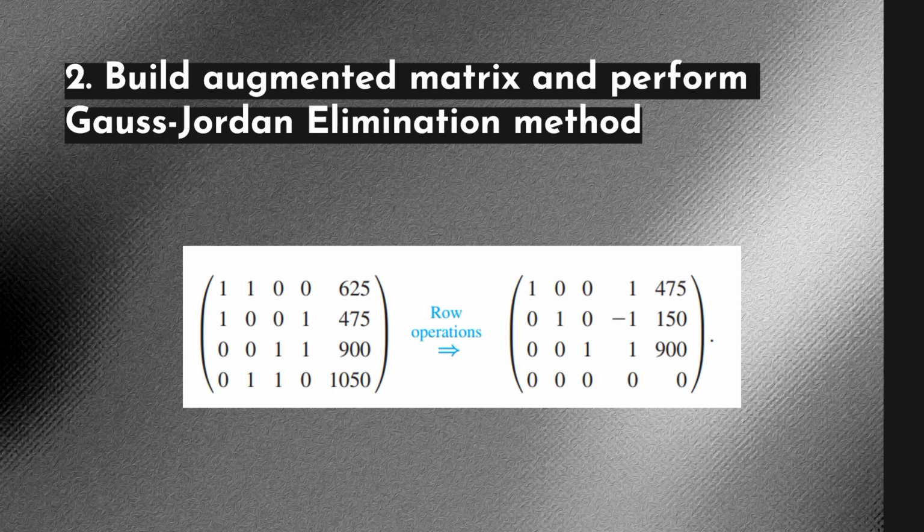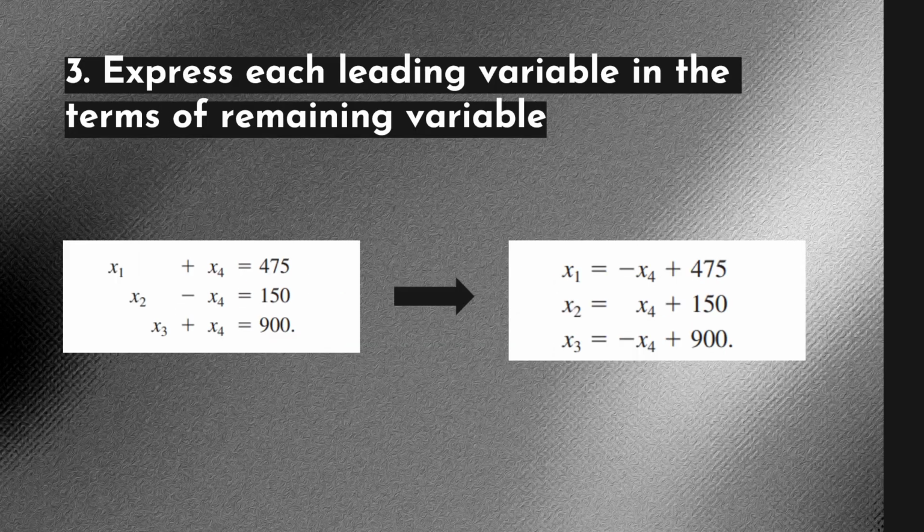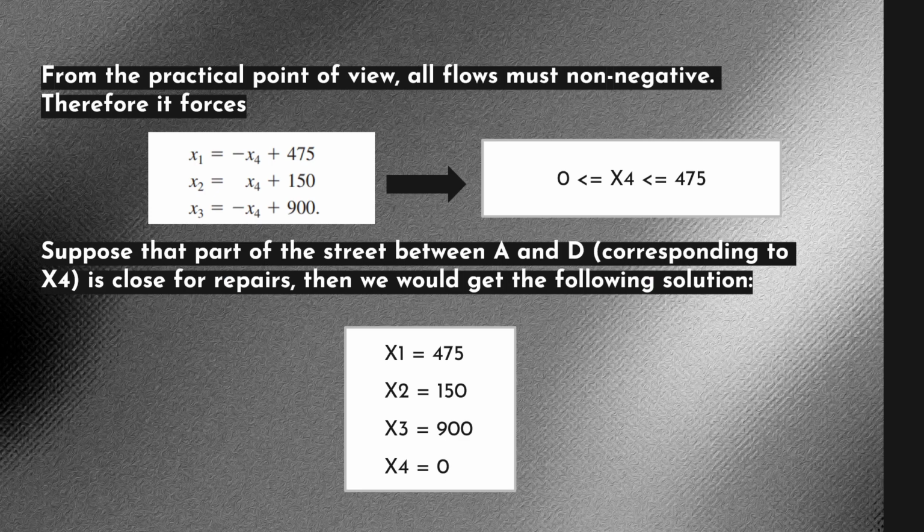The next step in solving this problem is using the method of Gauss-Jordan elimination to solve this system of equations. The augmented matrix and reduced row echelon form of the system is as follows. After that, we need to express each leading variable in terms of the remaining variables. As expected, the system of equations has many solutions, as many traffic flows are possible. Let us now use this mathematical model to develop more information about the traffic flow.